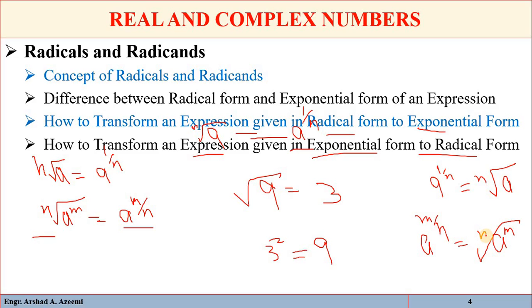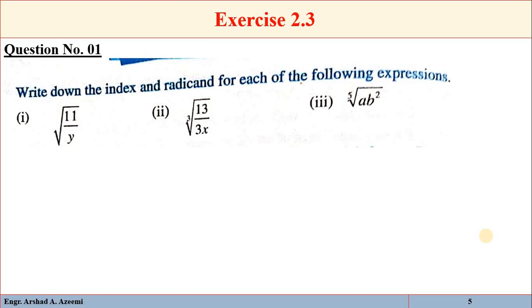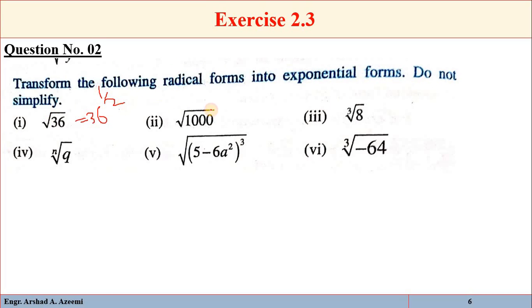Now let's solve the questions of exercise 2.3. The first question is, write down the index and radicand for each of the following expressions. Here no value of n is given: 6 to the power 1 over 2, and this one will be equal to 1000 to the power 1 over 2. This is 8 to the power 1 over 3.